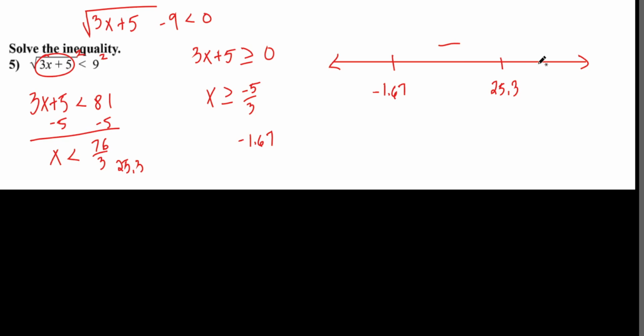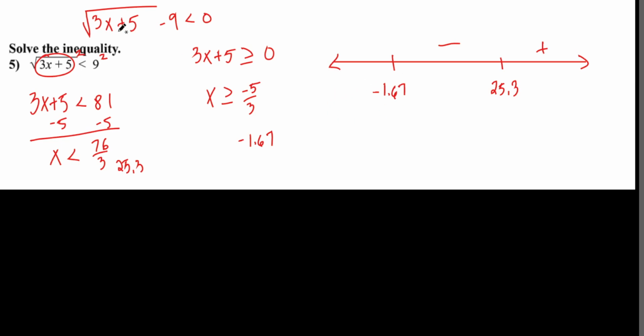Do the same thing here. Pick a number. 26. Okay? I don't know what number I picked. I didn't even write it down. Just did it in my head. Look, you can just see. 26 times 3 is what? A lot. And the square root is even a lot. It's going to be way more than 9. Okay? So what's that going to give me? Positive.